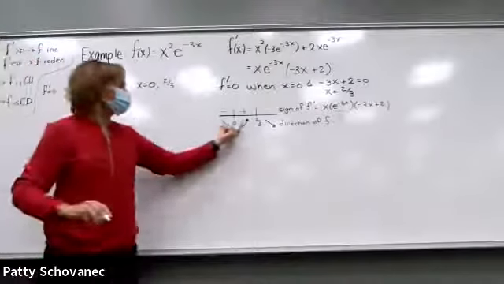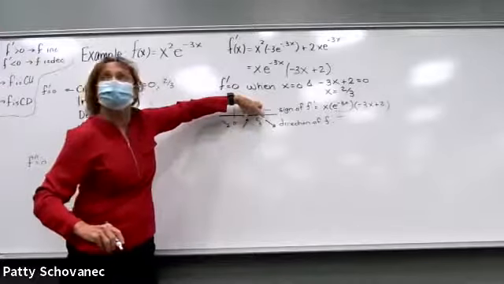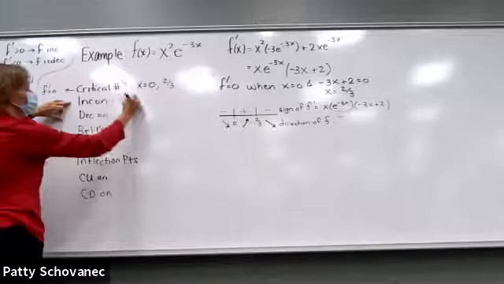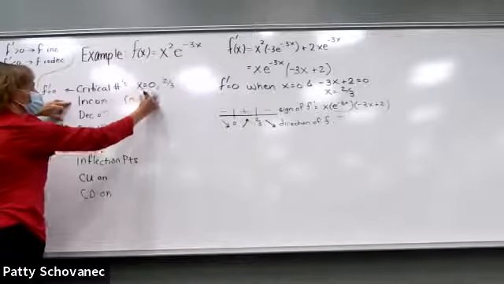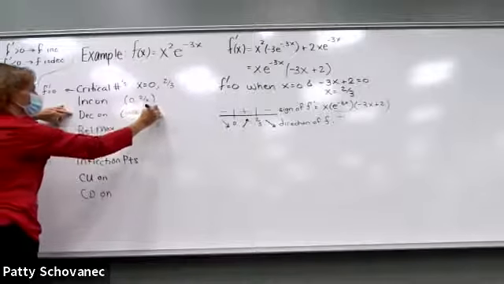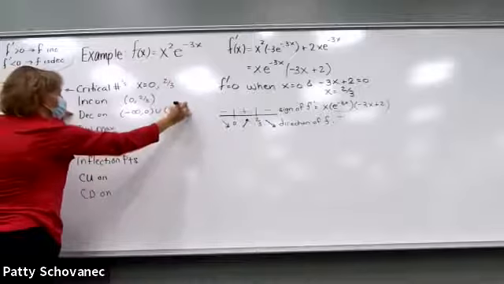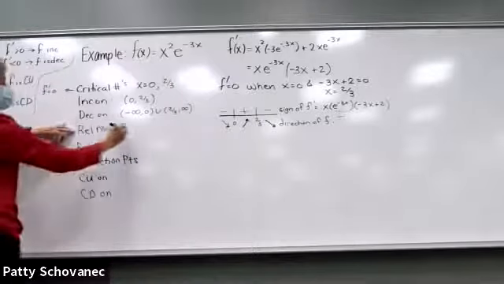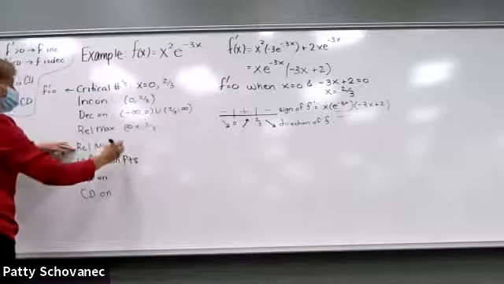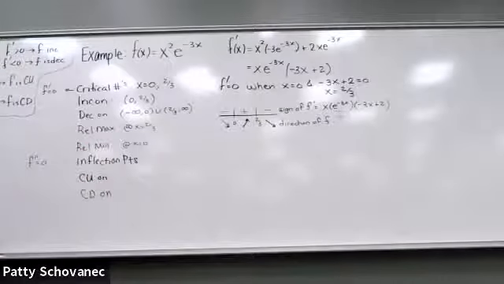See how the critical number at 0 is going to be a min? The critical number at 2/3 is going to be a max. So it increases between 0 and 2/3, decreases to the left of 0, and then again to the right of 2/3. Relative max, we said, was at x is 2/3. Relative min was at x is 0. Are you good with that?